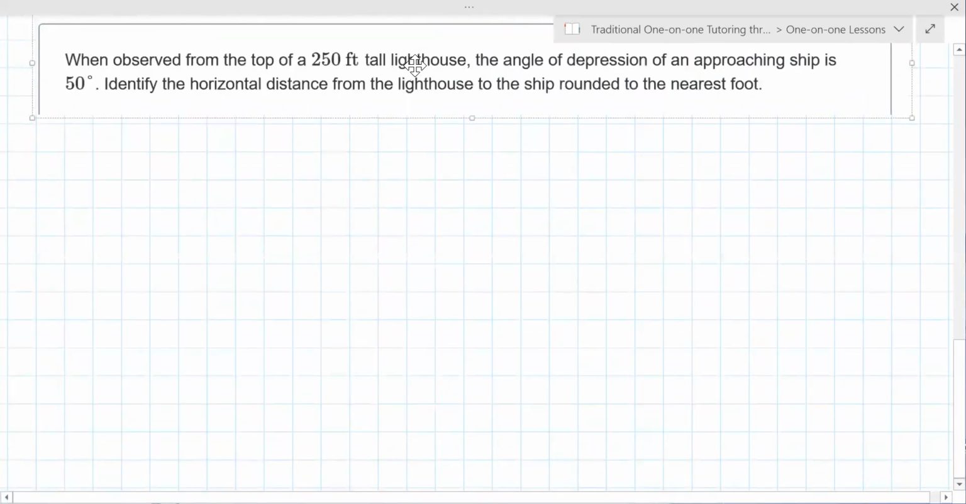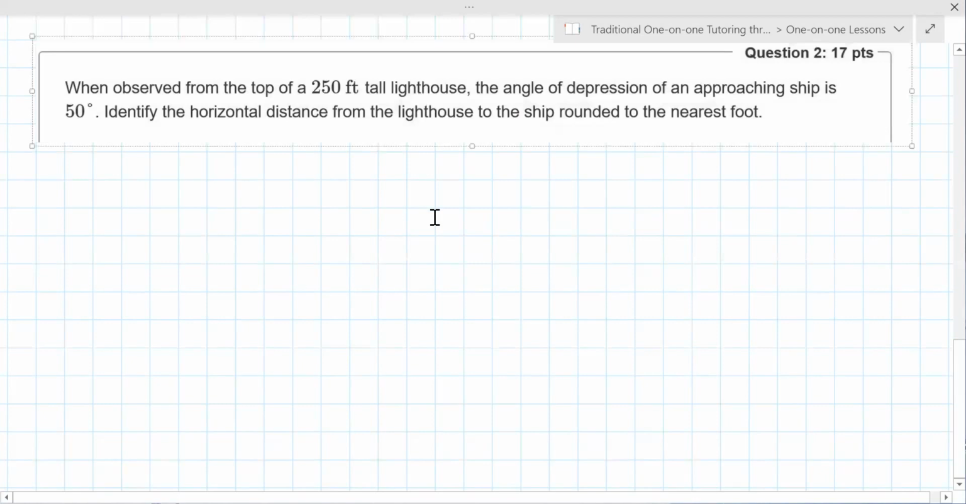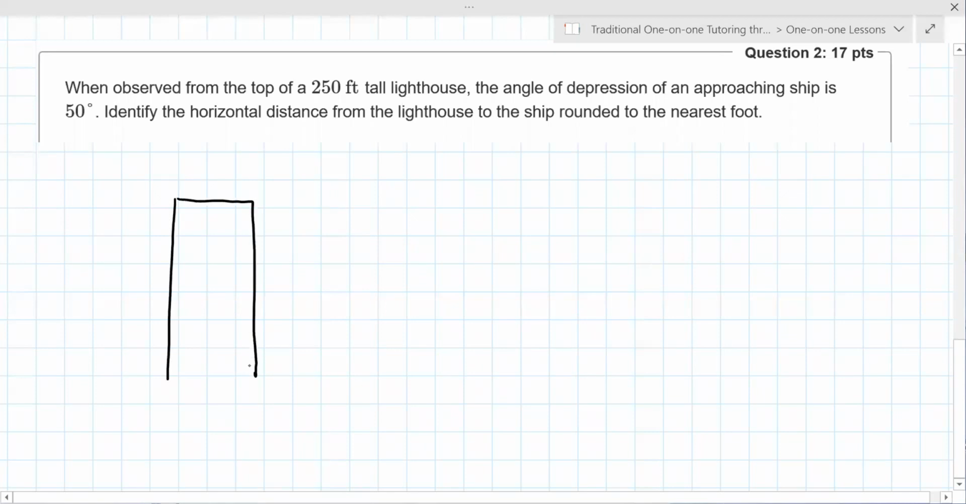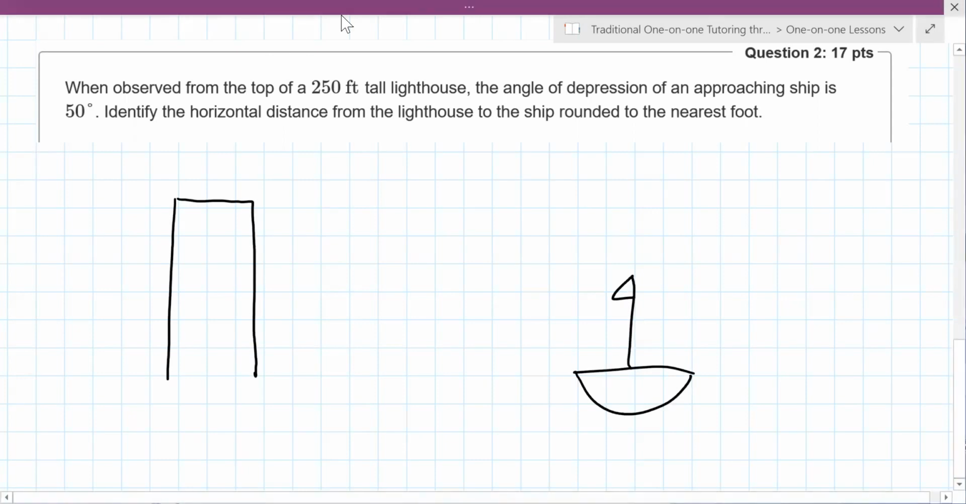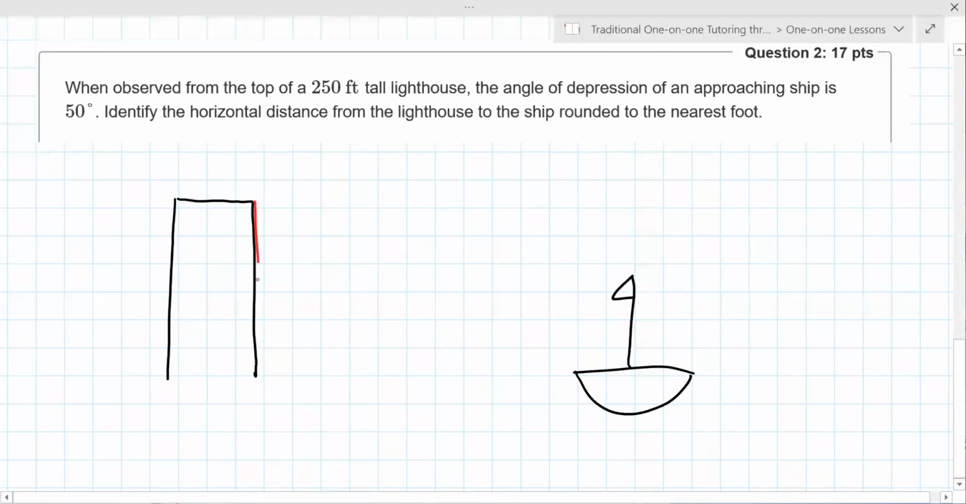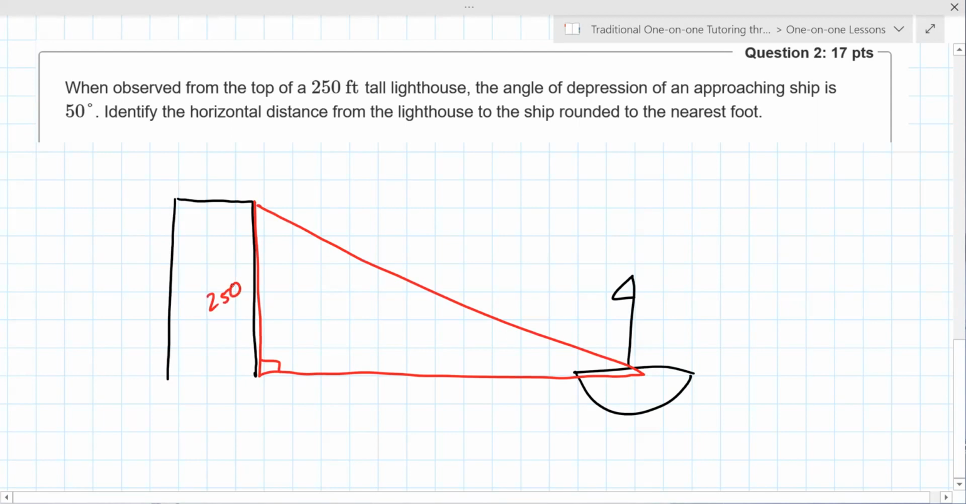All right, so the challenge with these questions is you have to be able to draw the picture. When observed from the top of a 250-foot tall lighthouse, the angle of depression of an approaching ship is 50 degrees. If you want to make a really cool drawing, here's your lighthouse, here's your ship. But you don't need to do all that, because all you care about is the triangle that's formed. The 250-foot tall lighthouse. Now the angle of depression is 50 degrees.